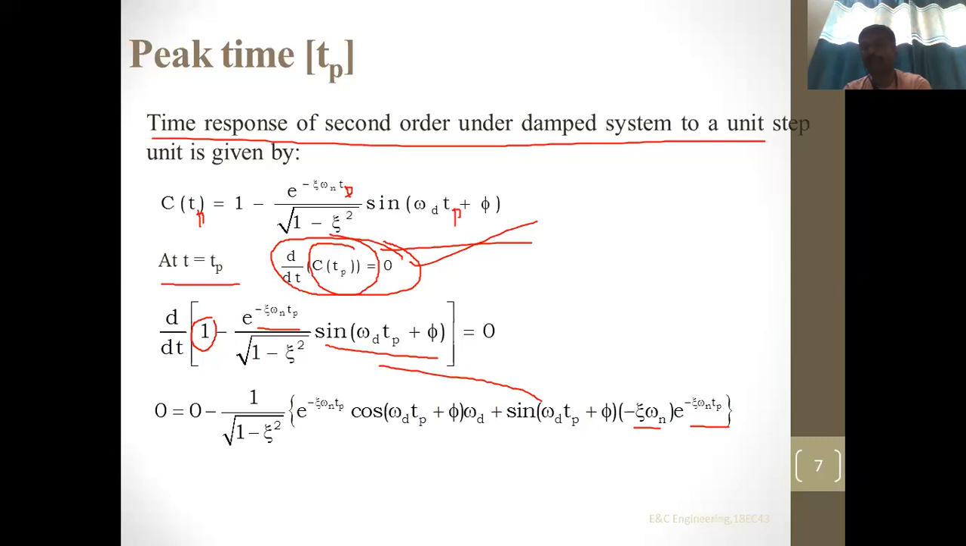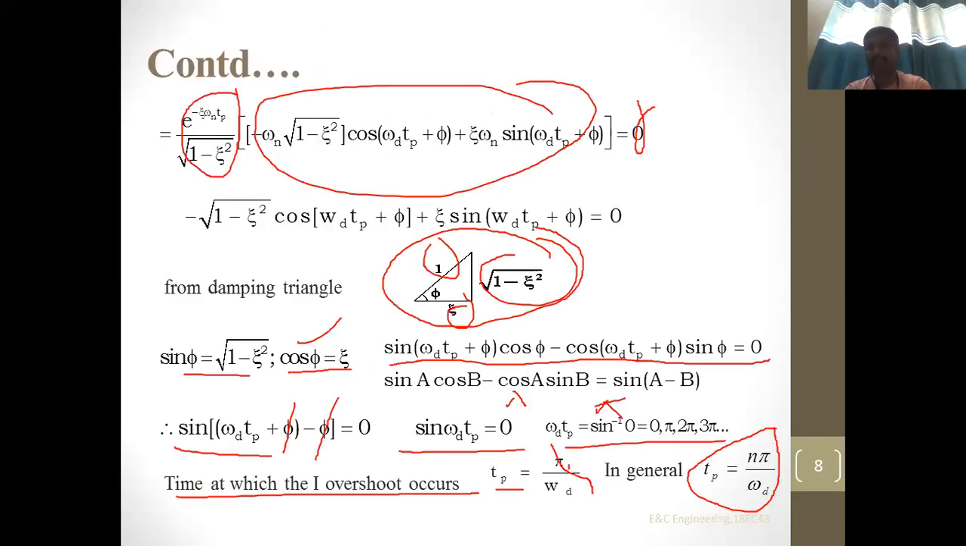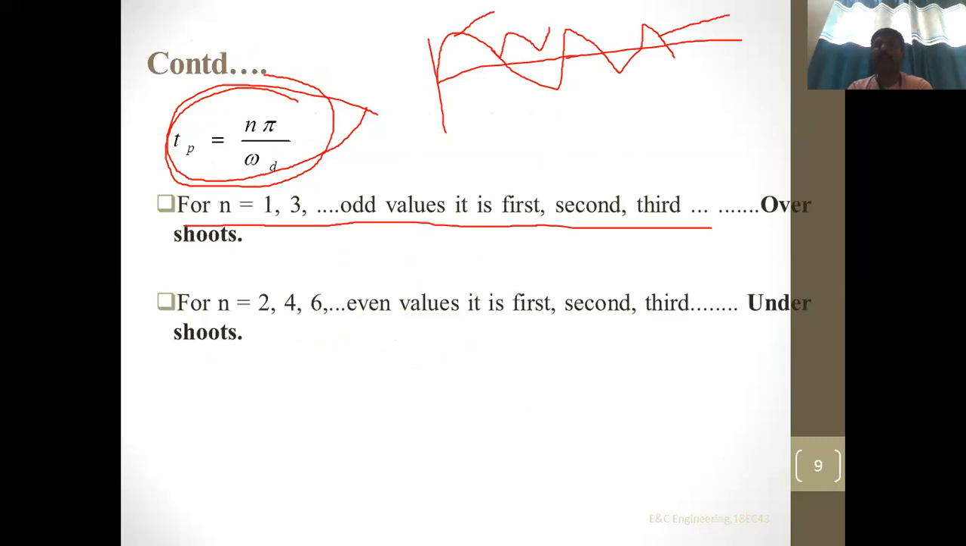Then how about the expression for peak time? The generic expression is n pi divided by omega d, wherein n can take distinct values for overshoot and undershoot. Based on the requirement, if I require overshoot, I need to replace it with the odd values. If I require undershoot, I need to replace it with the even values. Is it okay? First overshoot, n is 1. Second overshoot, n is 3. Third overshoot, n is 5. Odd values. For undershoot, first undershoot, n is 2. Second undershoot, n is 4.